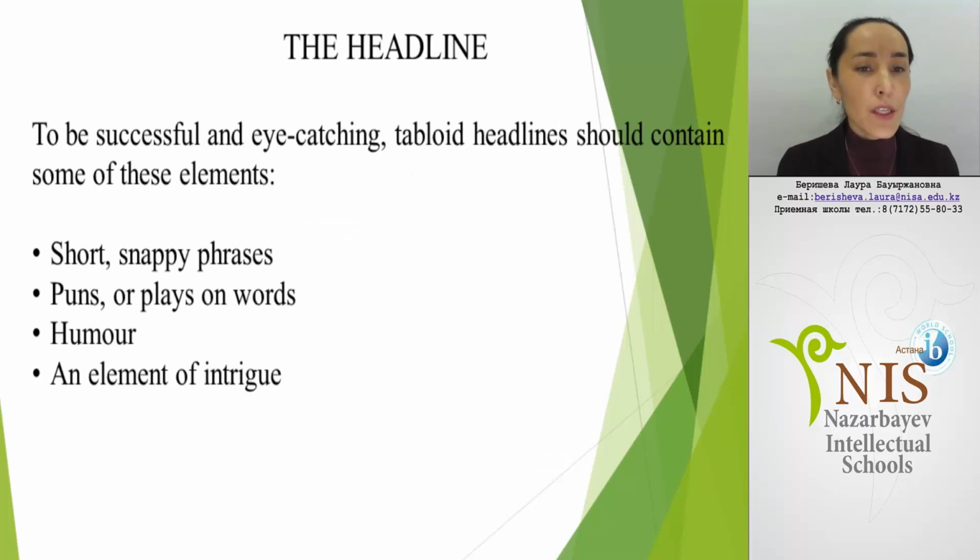The first thing that we need to pay attention to while writing an article is the headline. The headline is the first thing that catches the attention of the audience and probably helps the audience to buy the newspaper and read the article. And this is the only way that you can be really famous by writing this article. So, to be really successful and eye-catching, tabloid headlines should contain some of the following elements.